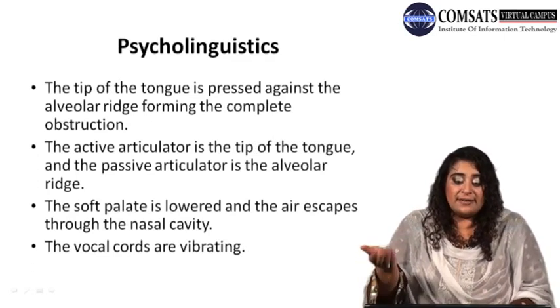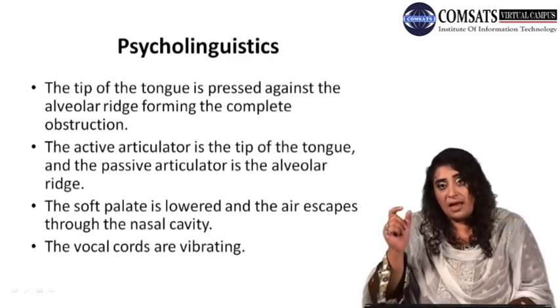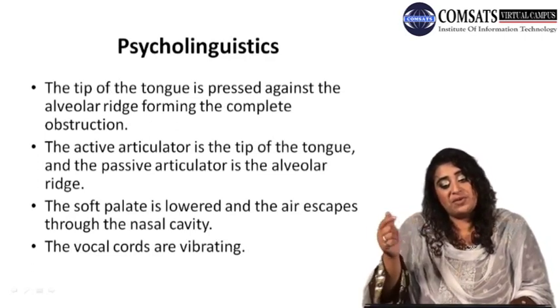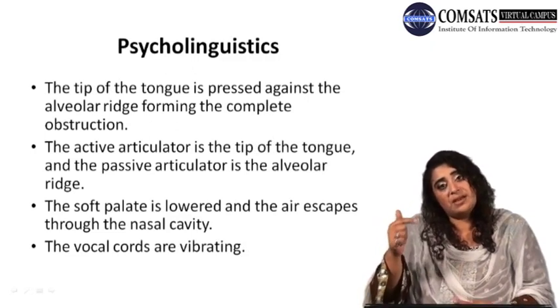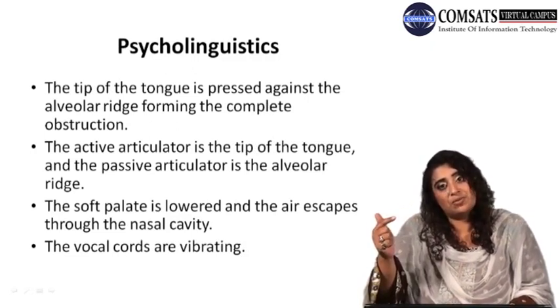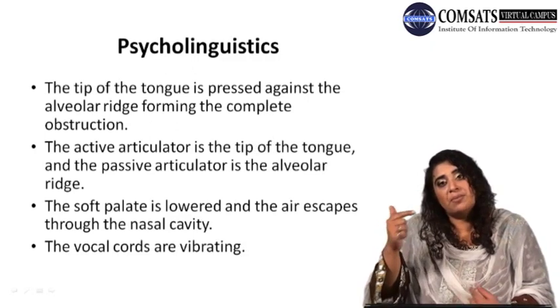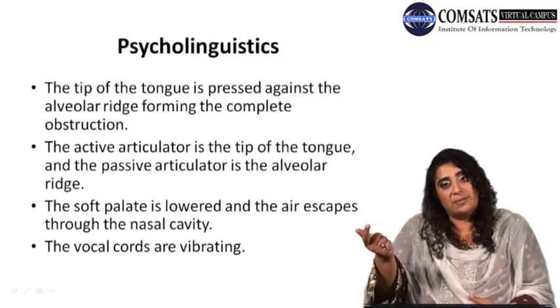The active articulator is the tip of the tongue. अब active इसमें जो part play कर रहा है वो आपका tip of the tongue है, and the passive articulator would be the alveolar ridge. Alveolar passive का मतलब ये इसलिए कि उसका कोई action नहीं हो रहा उसमें. It is playing a part, but it is inactively playing a part.